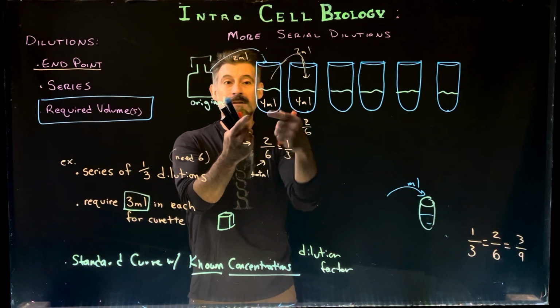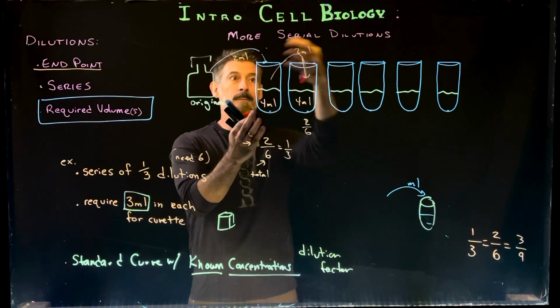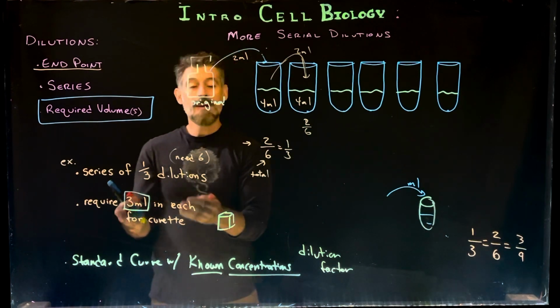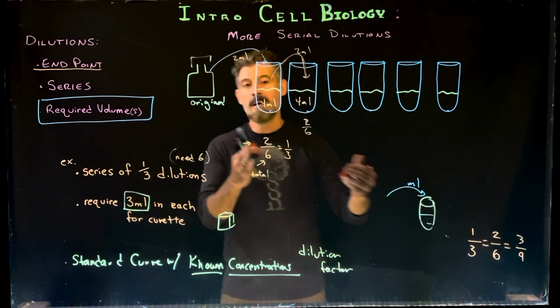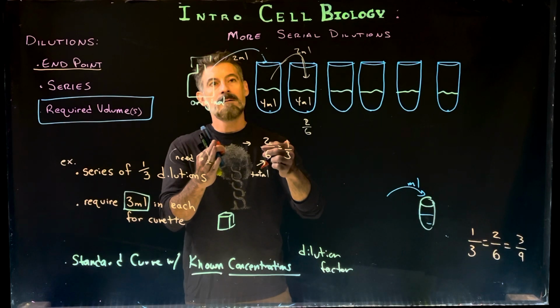What am I going to have left in here? Well, 2 plus 4 is 6. Remove 2, I still have 4. That gives me enough to put into this tube. The thing is, I could change the volume. I could say, what if I did this one here?